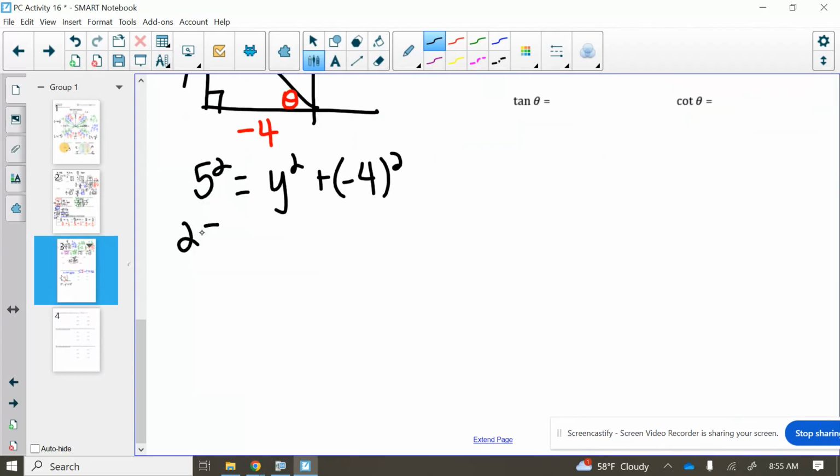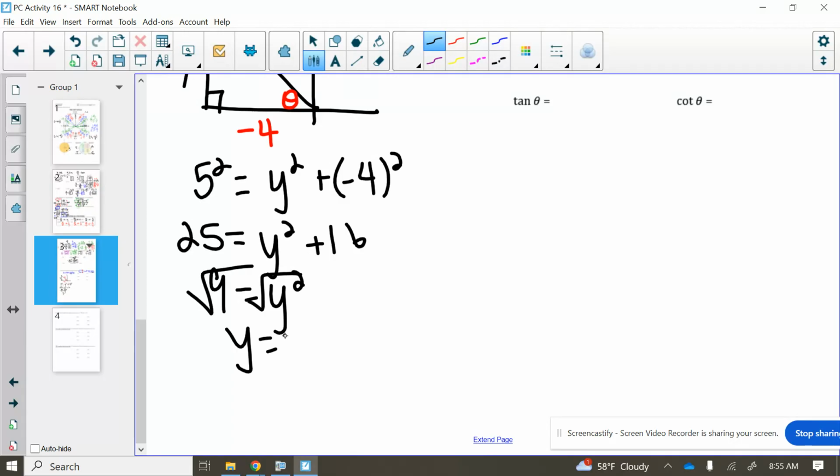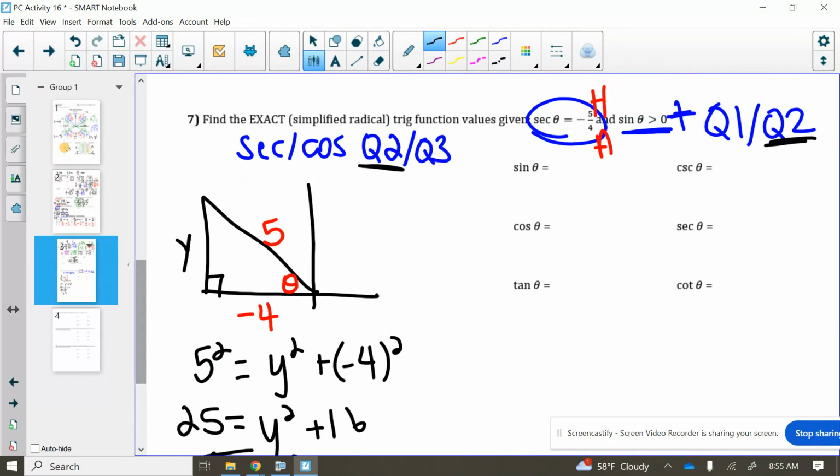So we have 25 equals y squared plus 16. Subtract over, we get y to be the square root of 9, which is 3. And in this case, our y value is going to be a positive 3 because in quadrant 2, the x value is negative, but the y value is positive. So it's going to be a positive 3 this time.